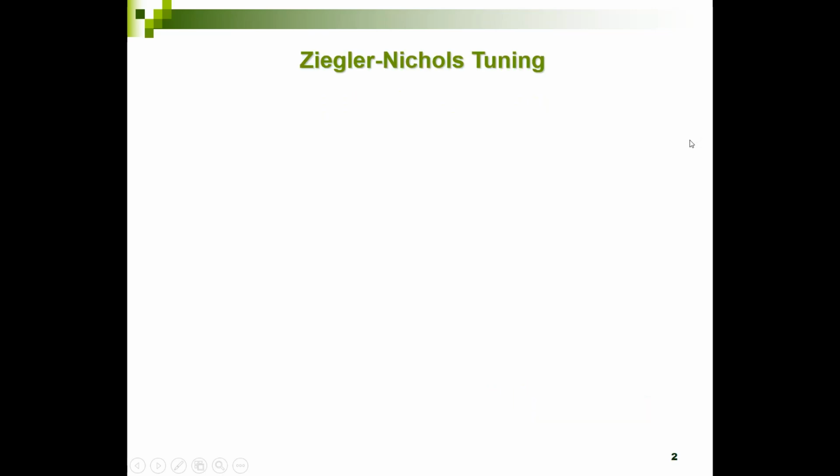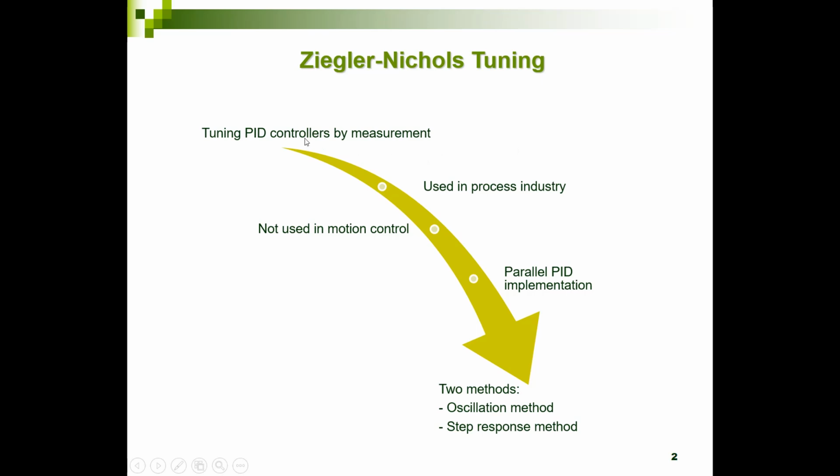Hi everybody, this video is about tuning your controller or finding your P, I and D values for your feedback controller. And we're going to discuss the methods of Ziegler and Nichols. Ziegler-Nichols is all about tuning your PID controller by using measurement data, so input and output data in the time domain. And it's used quite often in process industry and not that much anymore in motion control, because often in motion control you define your controller parameters by using techniques in frequency domain like loop shaping.